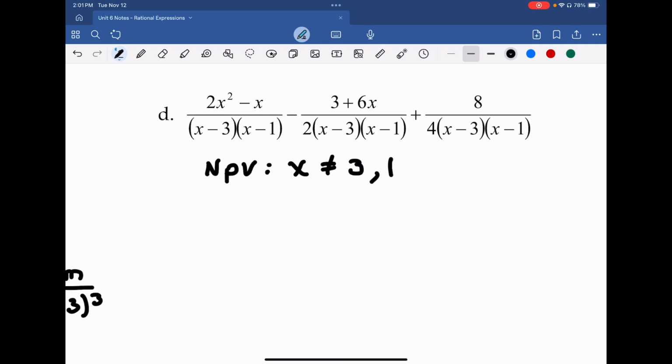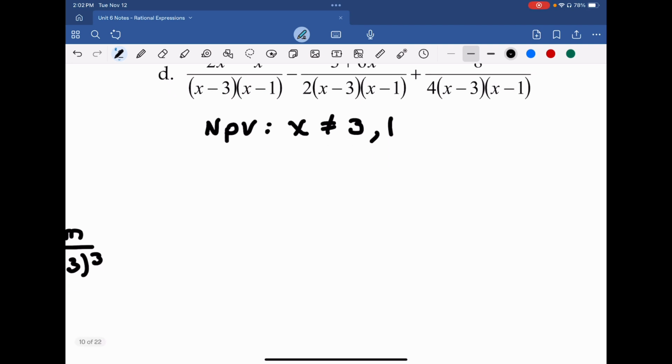So we're happy with x not being equal to 3 or 1. Now, in order for these denominators to match, the only thing that's different about them is they all have the x minus 3 and the x minus 1. So they look the same in terms of their binomials. It's the numerical coefficient that's different. To make these all match, we're going to force them such that they all have the 4 with them. To make that work, we're going to have to multiply this fraction by 2, this fraction by 4, and then that will give us the ability to do that.